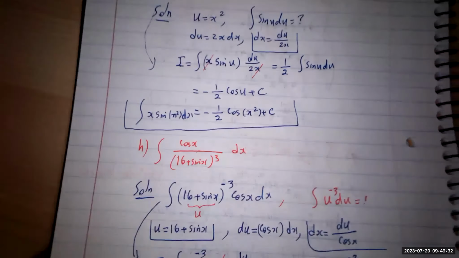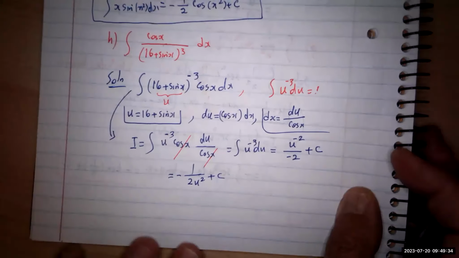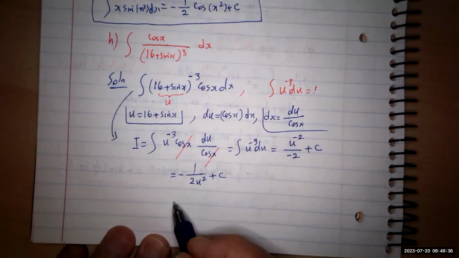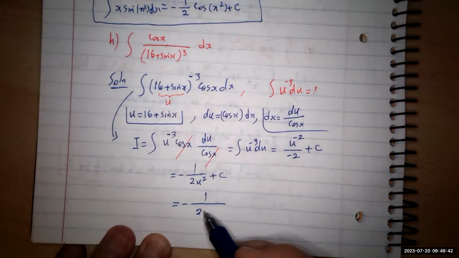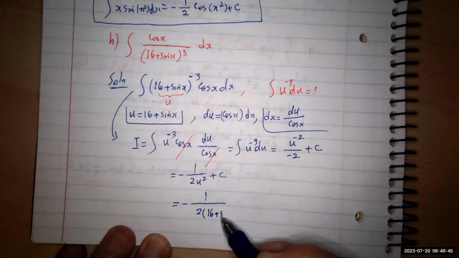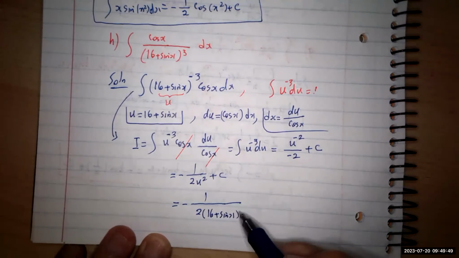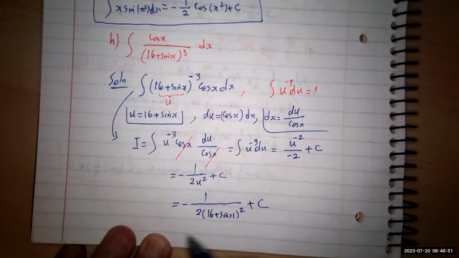So substitute for u. That gives you -1 over 2 times (16 plus sine x), (16 plus sine x) all squared, plus c. This is going to be the final answer.